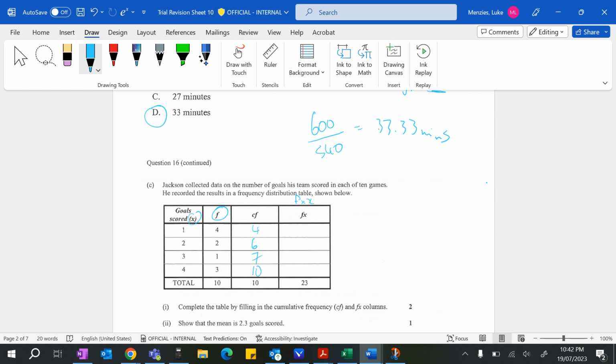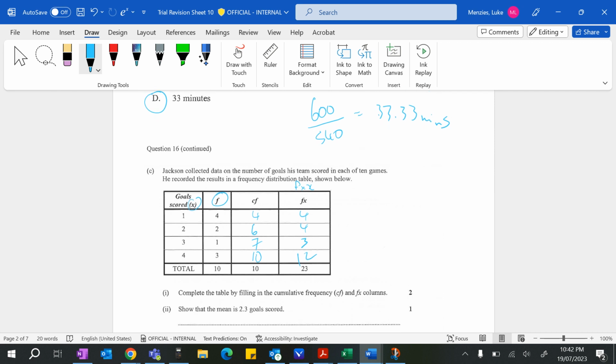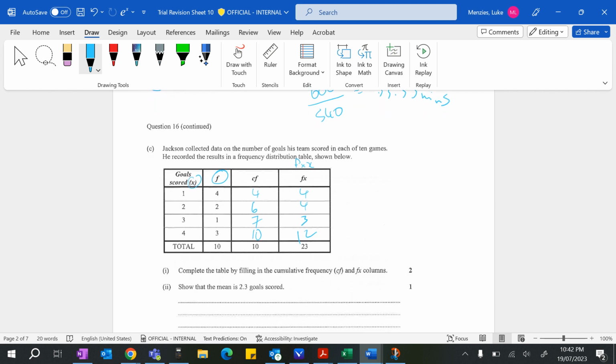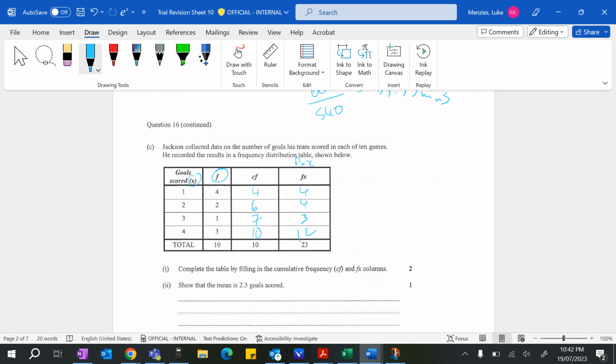FX, so F times X. 4 times 1 gives me 4. 2 times 2 gives me 4. 3 times 1 gives me 3. And 4 times 3 gives me 12. So add those up and you get 23. Show the mean score is 2.3.